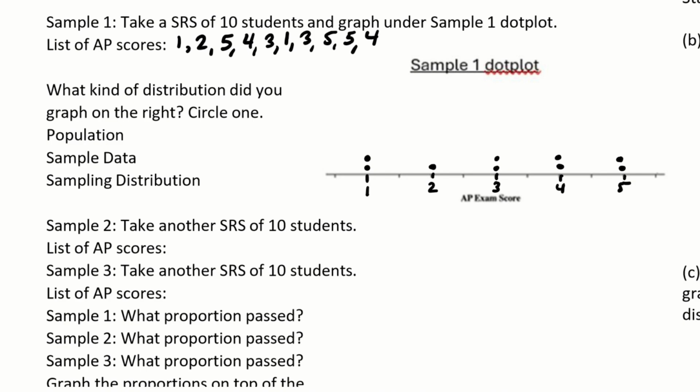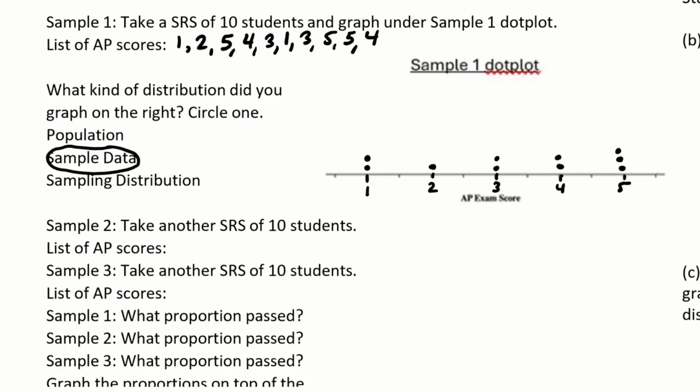Okay, so there you go. So what kind of distribution is this that we just graphed? Well, this is the distribution of sample data. Okay, so this is the distribution of sample data, not a sampling distribution. So you want to know the difference.